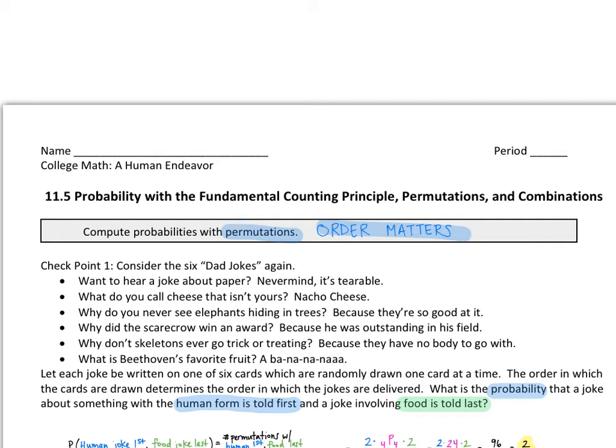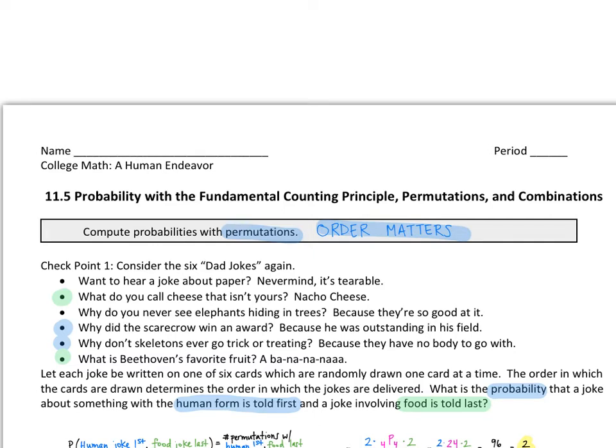So let's just go through and see how many jokes deal with humans, okay? So we've got this scarecrow. We can say, all right, that's dealing with kind of a human. Let's just say it is. And then we've got, let's just say skeleton, okay, is the other human joke. What about food? Well, let's just go ahead and say nacho cheese joke. All right, that's food. And even though this last one deals with Beethoven, it also deals with the banana. So we'll consider that a food joke.